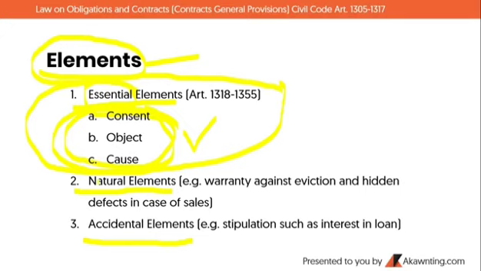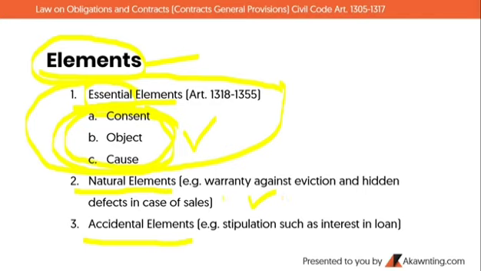Okay? So, number 2. Punta tayo sa natural elements. What are natural elements? Actually, natural elements are elements that are initially present in some certain contracts. Inulit ko. Pag sinabi nating natural elements, nag-e-exist siya initially. At the birth of the contract, nag-e-exist siya. Pero, pwede siyang tanggalin. Pwede siyang alisin. So, yun yung mga natural elements.